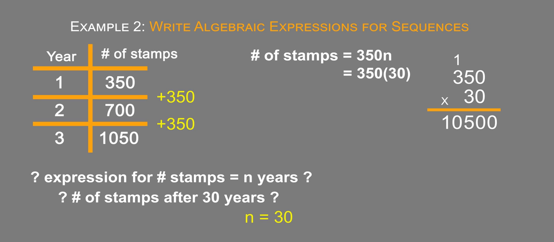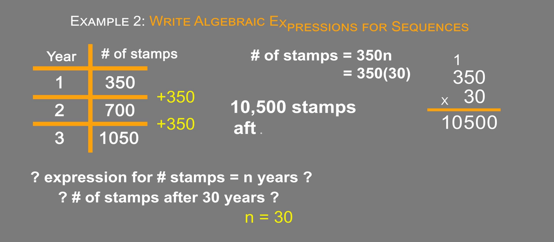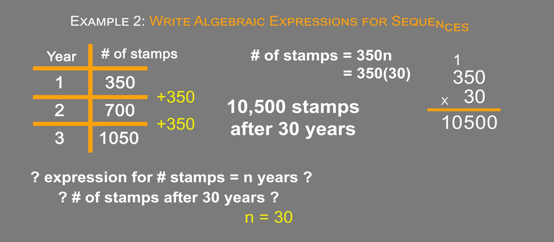And so after 30 years, George will have 10,500 stamps. That is a lot of stamps. Of course, that is also a lot of time to be collecting those stamps.